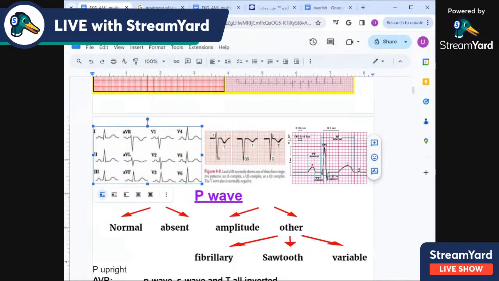A lead which is negative, what does it indicate? It indicates that the impulse is going away from the electrode. And an upright lead means the impulse is going towards the electrode. Also in aVL, the P wave is variable. So aVR is negative and aVL is variable.